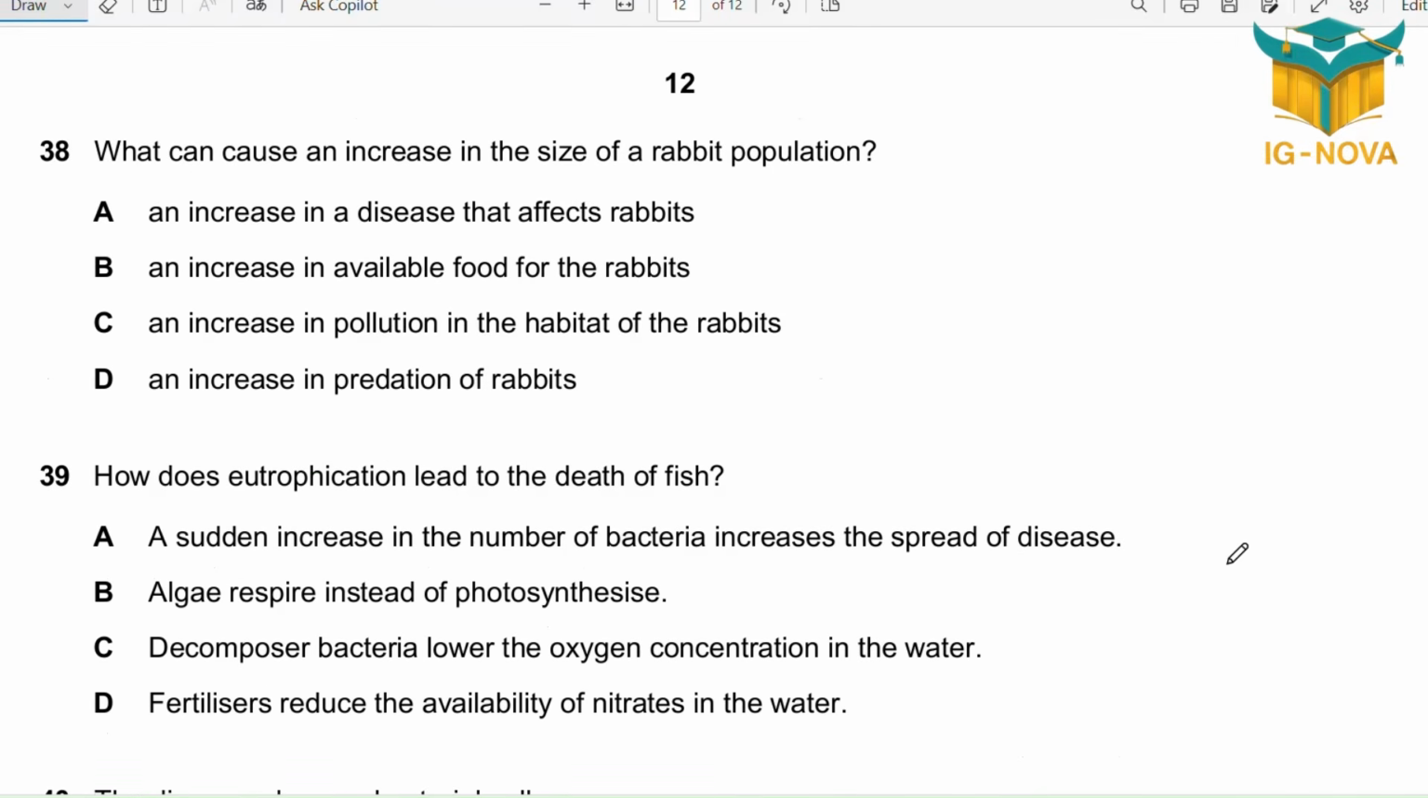What can cause an increase in the size of a rabbit population? Trial and error. Increase in a disease, mistake. Disease means less population. Increase in available food for them, let me think about it. Increase in pollution in the rabbit habitat, mistake. If you add more pollution, the number will decrease. Increase in predation: if you add more predators, the number will decrease. So option B.